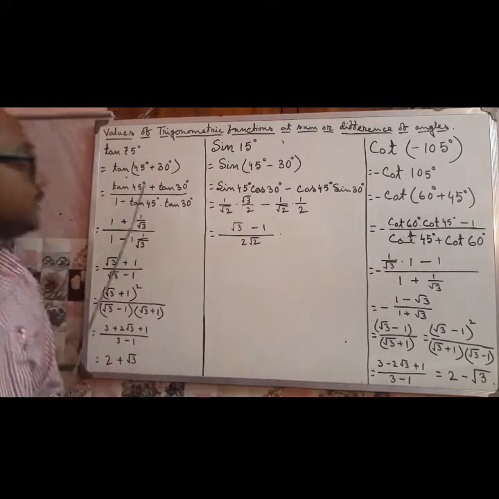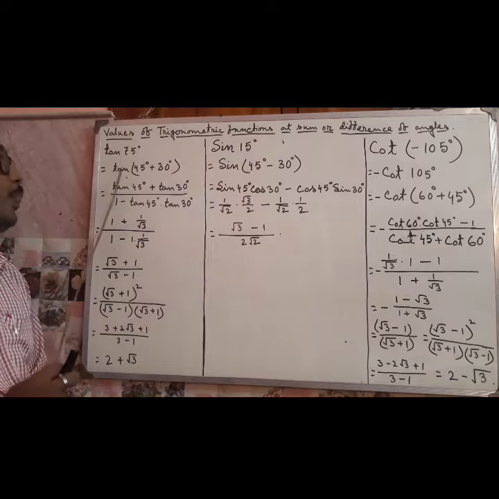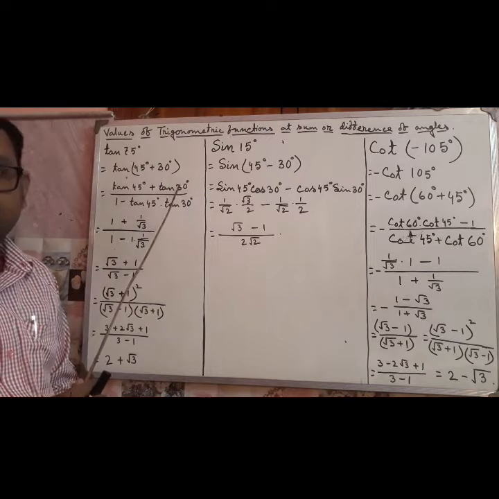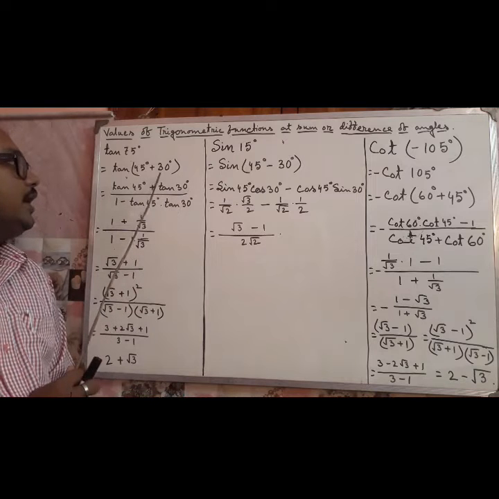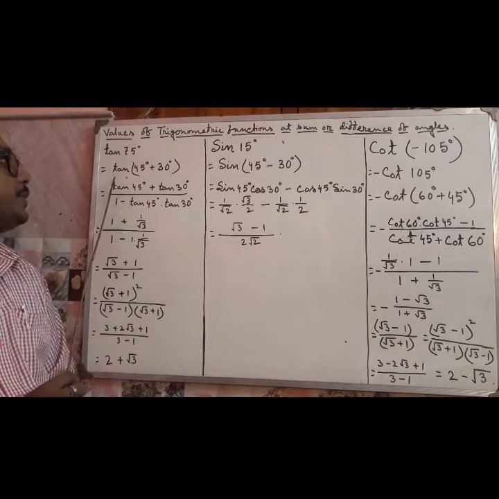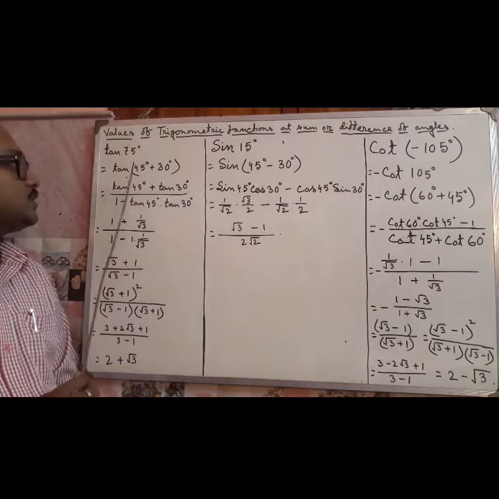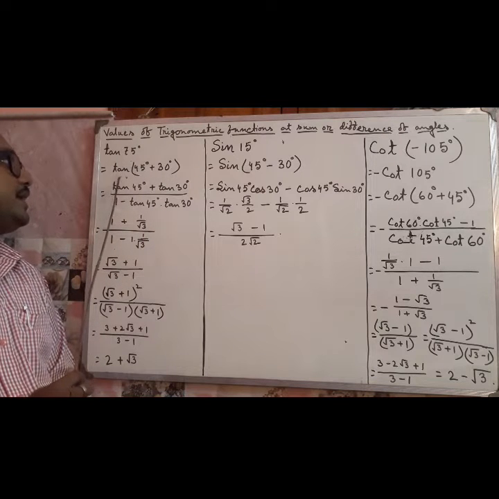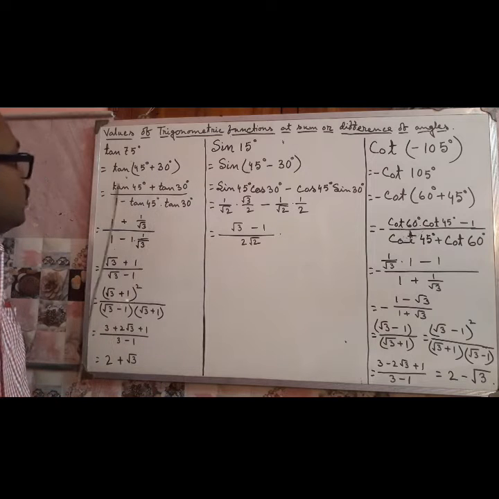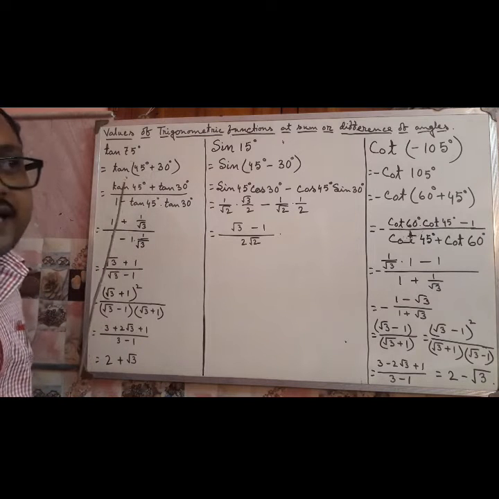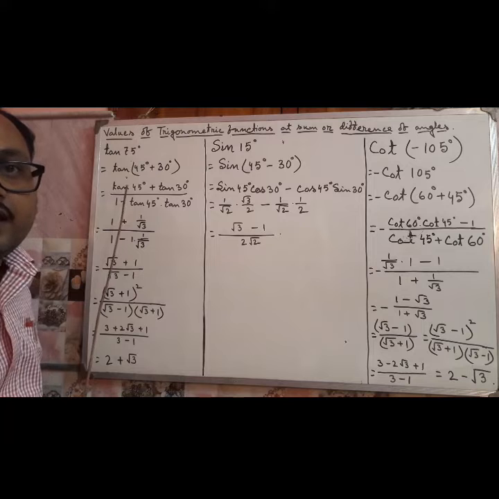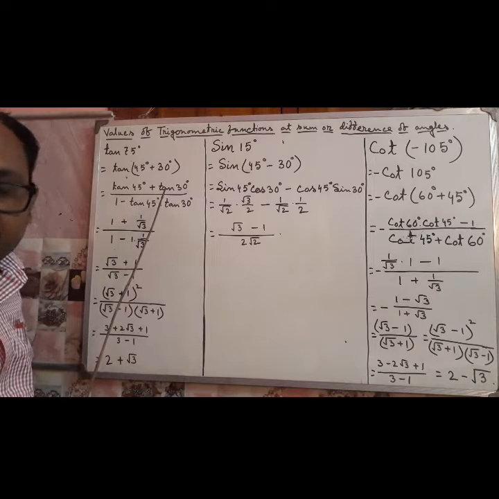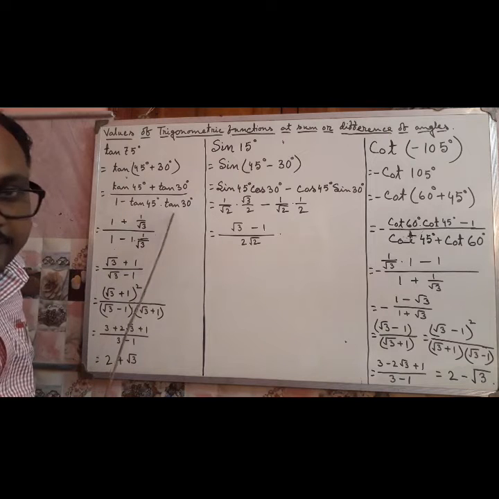The first one is tan 75 degree. You see, 75 degree can be written as 45 plus 30 degree. Why 45 plus 30? As the values of tan are known to us for both 45 and 30 degree. So tan 75 can be written as tan 45 plus 30. So tan A plus B, what is the formula of tan A plus B? Tan A plus tan B by 1 minus tan A tan B. So it will be tan 45 plus tan 30 by 1 minus tan 45 tan 30.